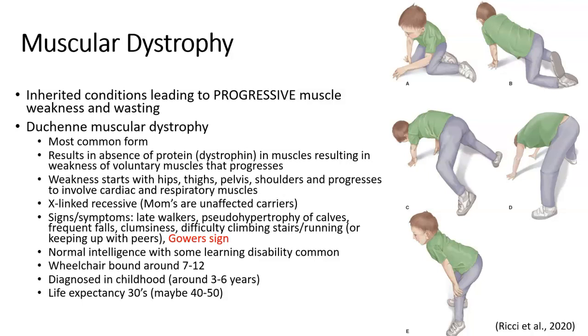Life expectancy for individuals with muscular dystrophy is typically the 30s, but they may survive as long as age 40 to 50 with advances in medical technology such as mechanical ventilation that can be used in the home setting as well.